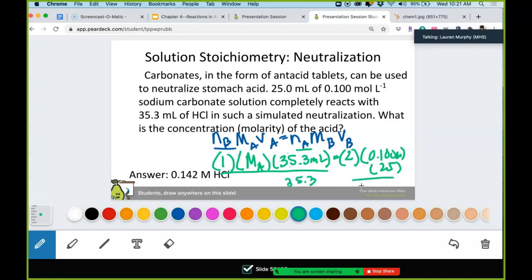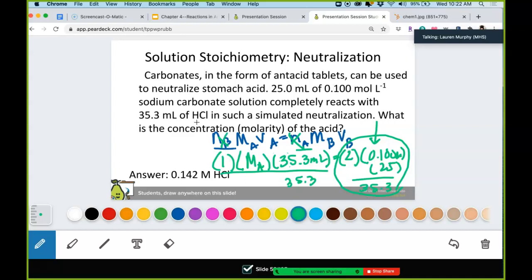Now, this is what you did. You did 0.1 times, I wrote it in liters, 0.025. Then you did mole ratios and multiplied by 2, and then you divided by 0.0353. This is the same exact thing we're doing mathematically. This is just a shortcut method, okay? Again, I don't prefer this way, but it is an option. It's not incorrect. It's just most kids will mess this part up.